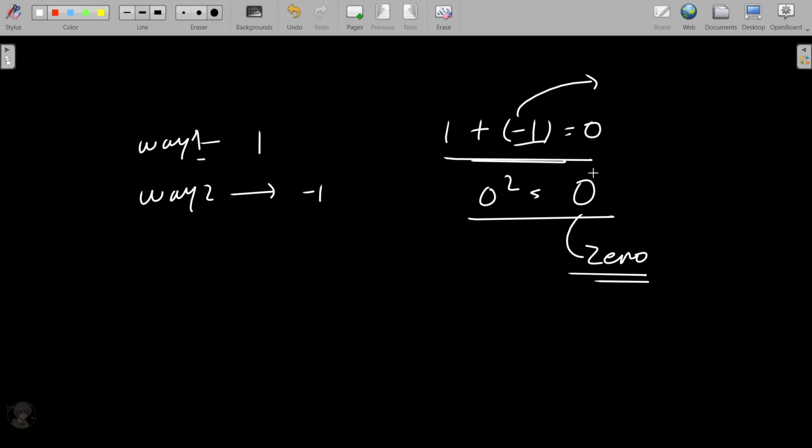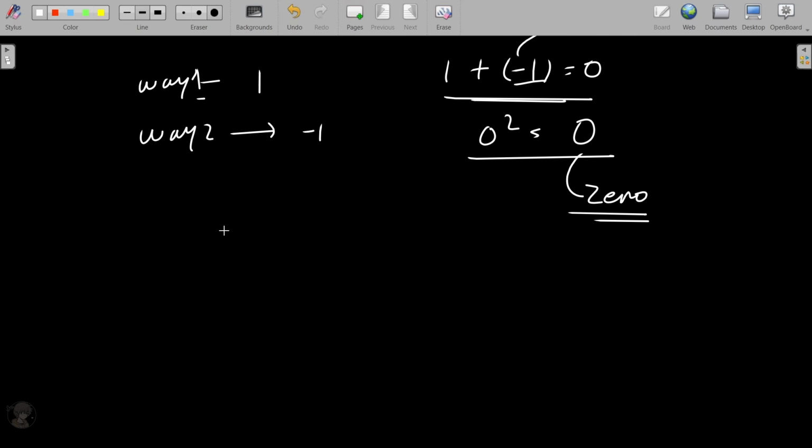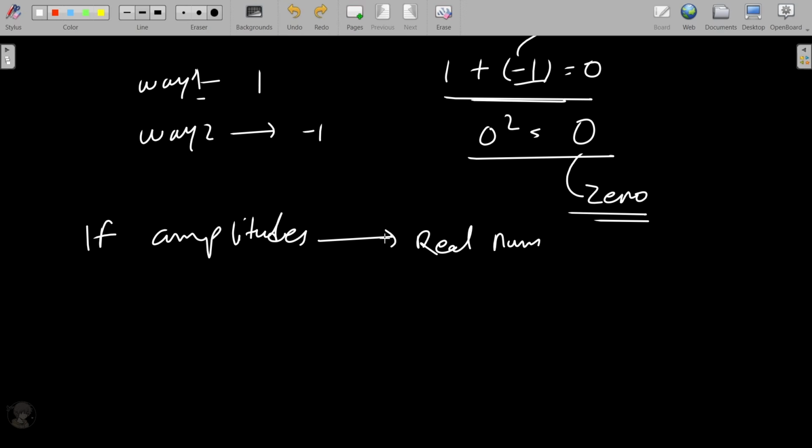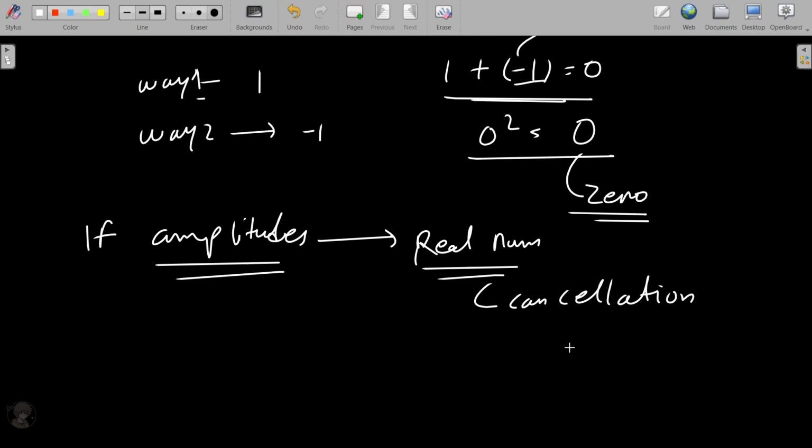If amplitudes were only real numbers, cancellation could only happen in one direction. Let me tell you why complex makes it richer and more powerful. But complex numbers live in two dimensions, which allows richer patterns of reinforcement and cancellation. So complex numbers allow amplitudes to rotate in a plane, which makes interference more powerful. I hope you understood this.